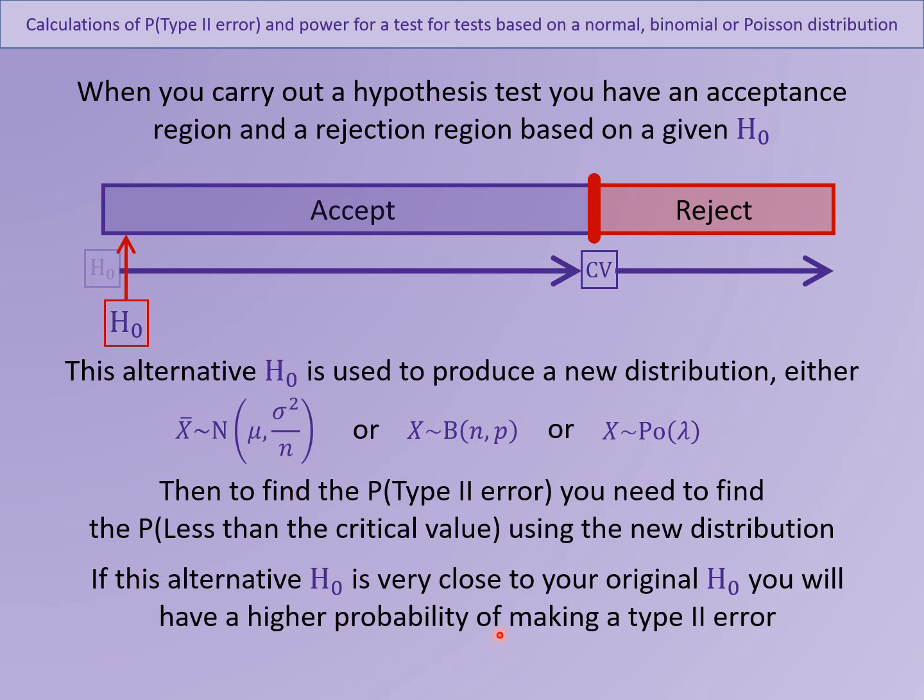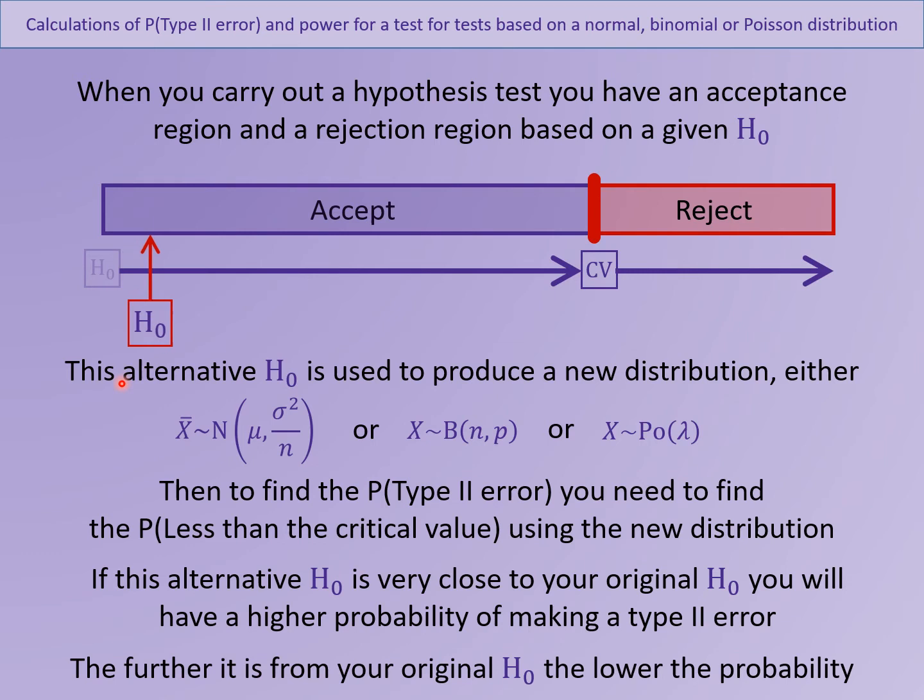Now, when you look at it, if the new H0 is very close to the original H0, you've got a higher probability. It's quite difficult to spot a difference there. So you've got a very high probability of making a type 2 error if someone comes and gives you a new H0 which is very close to the previous one. Whereas if it's further away, in fact it could be well within the rejection region, then you've got a lower probability of doing it.